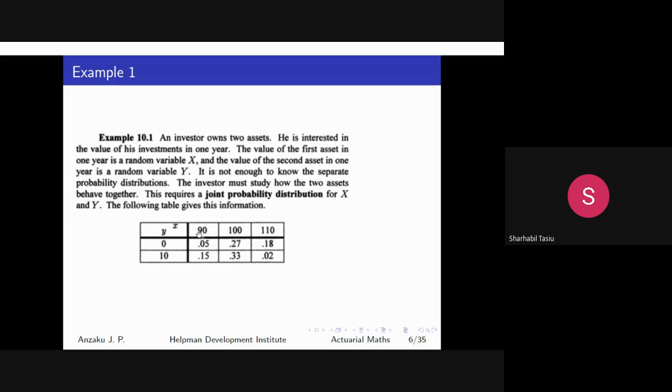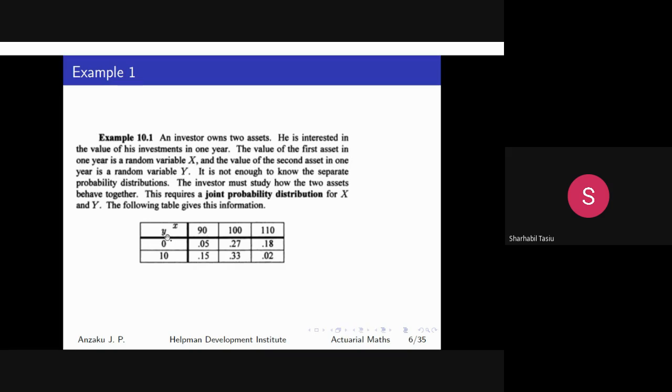So now here we can see the value in this second row, second column, which is 0.05. This is a probability value that gives us the probability of Y taking the value 0 and X taking the value 90. Let me just give us a refreshment so that we remember.